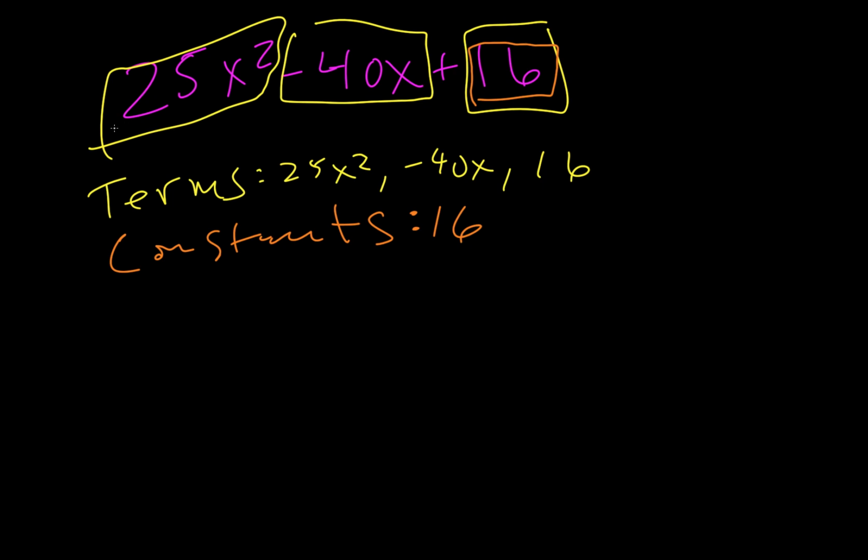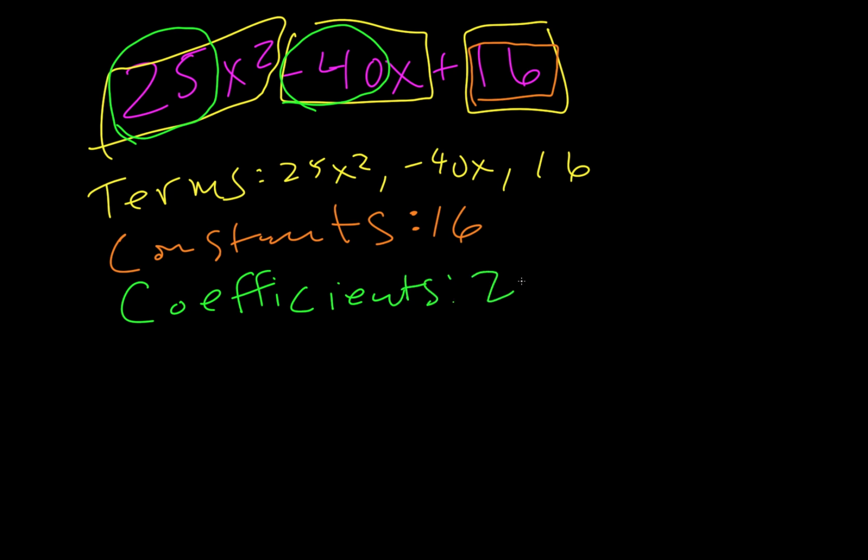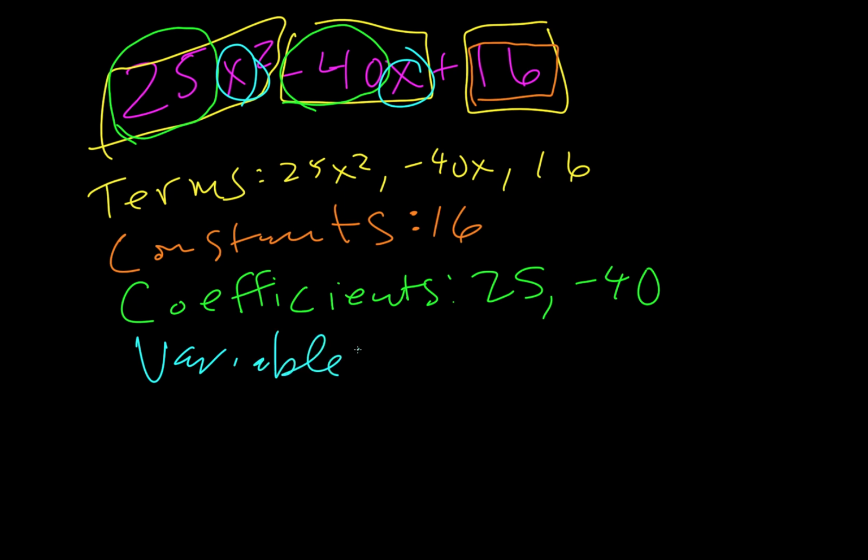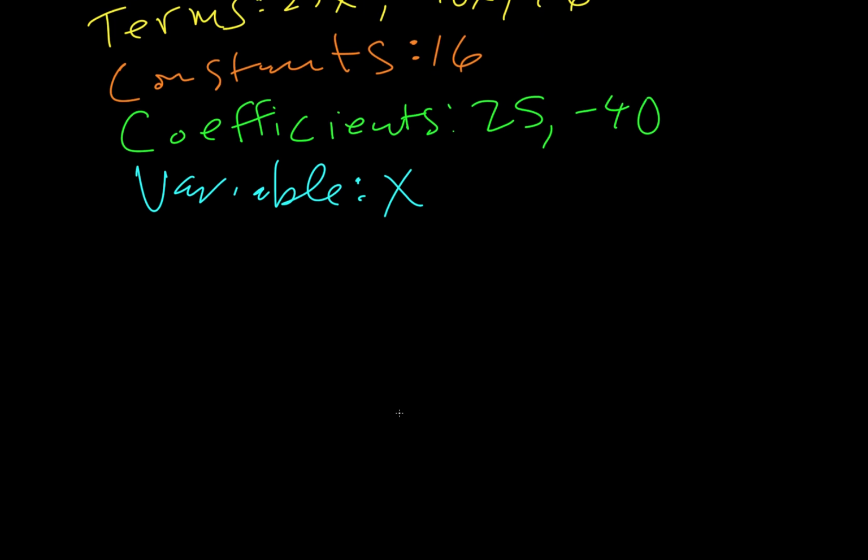Now I have coefficients. Coefficients are the number portion of a term that's connected to a variable. So we have coefficients. In this case, it's 25 and negative 40. 16 is not a coefficient because it's not connected to a variable, which brings us to variable. We have x, we have x. It's just x. Okay? I'm hoping that's enough to get that first part of your homework done.